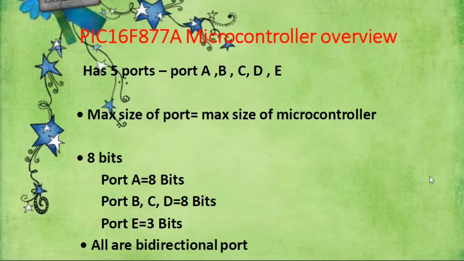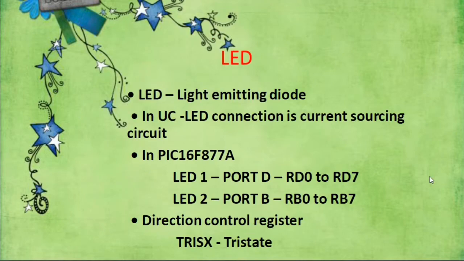Now we are going to see the PIC16F877A microcontroller overview. It has 5 ports: Port A, Port B, Port C, Port D, Port E. Maximum size of the port is equal to maximum size of the microcontroller. There are 8 bits. Port A is equal to 8 bits. Port B, C, D are equal to 8 bits. Port E is equal to 3 bits. All are bidirectional ports.